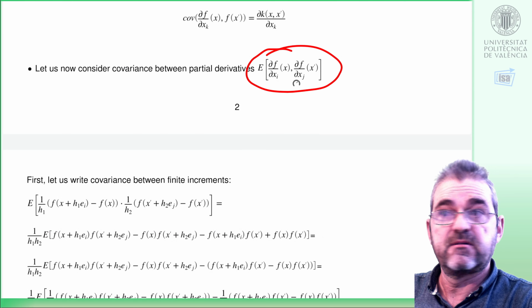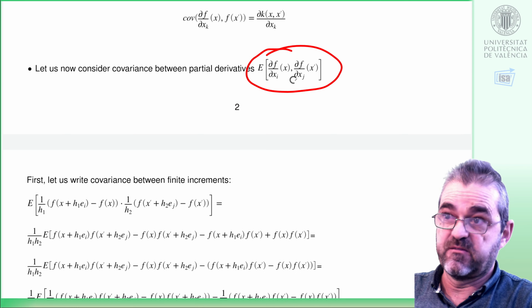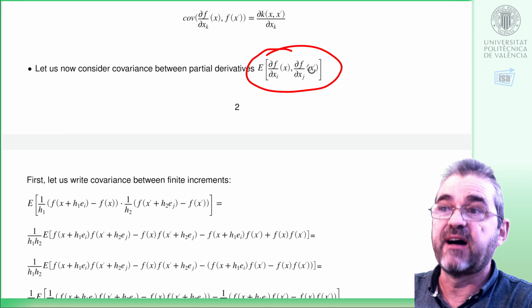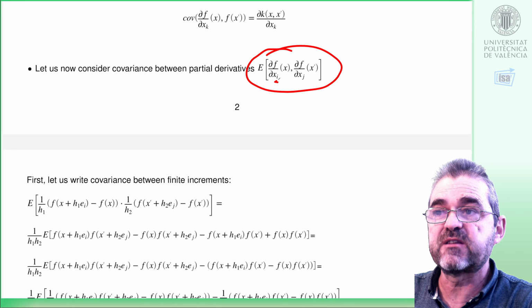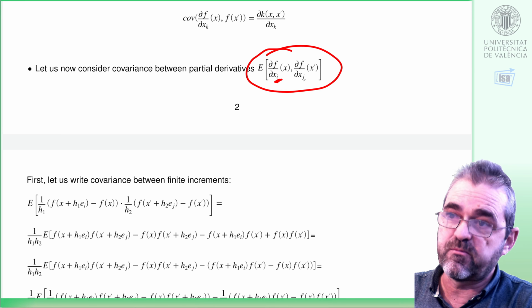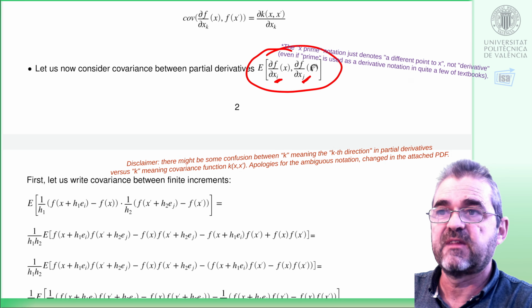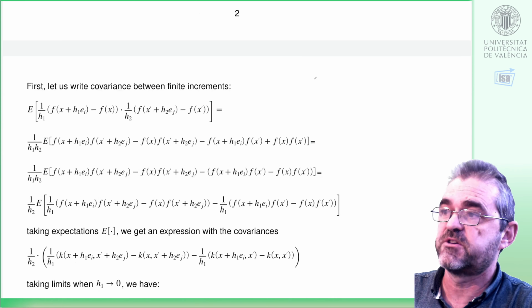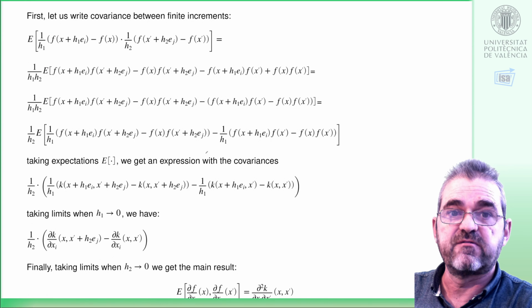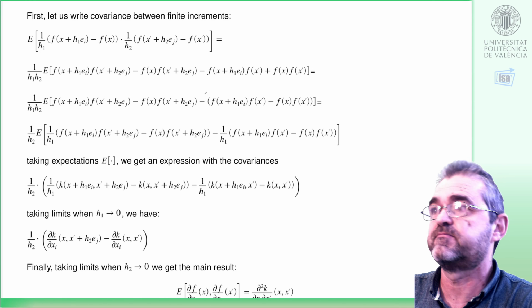Now we'll pursue another goal, which is computing the covariance between the gradient itself. In fact, if the process is multidimensional, I wish to compute the covariance between the partial derivative with respect to the ith coordinate at one point, x, and the partial derivative with respect to another coordinate, j, at a different point, x prime. So, again, let us first operate with finite increments, and then later on we'll take limits.